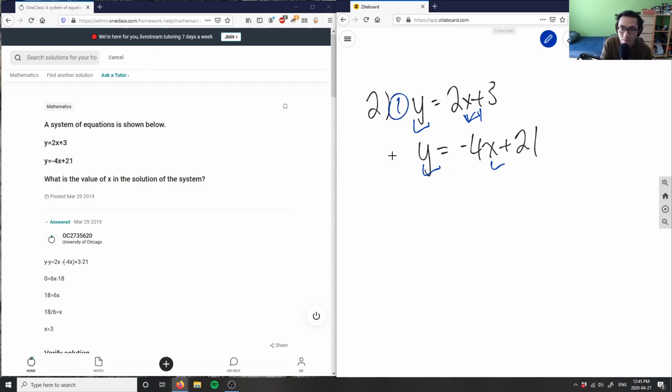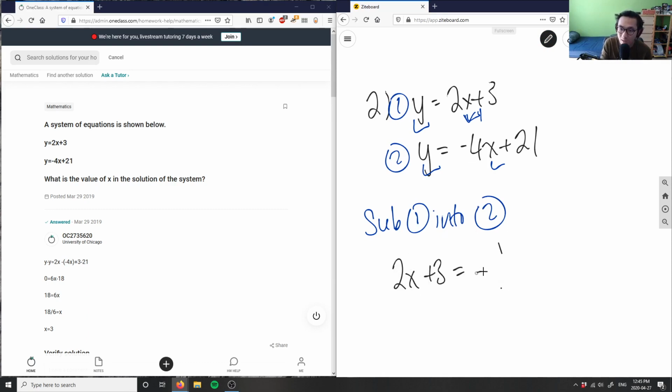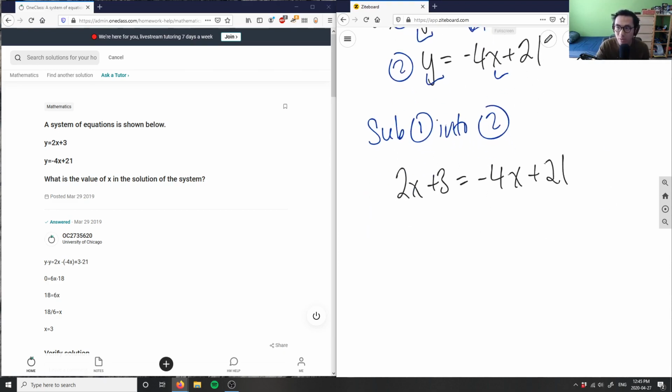So I have 1 and 2 here. I'm going to sub equation 1 into equation 2. Once I do that, I would get 2x plus 3, and this would equal negative 4x plus 21. I'm equating the y values, which means my y values cancel out. Therefore, I only get one variable here, and we can easily solve a one-variable equation because we're solving for x, right?